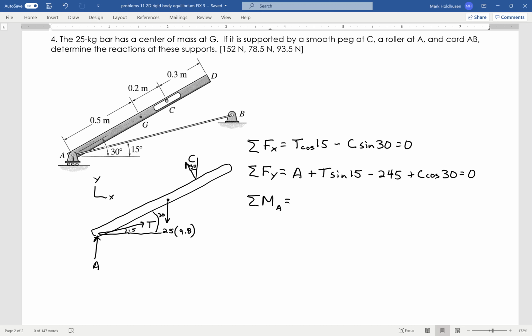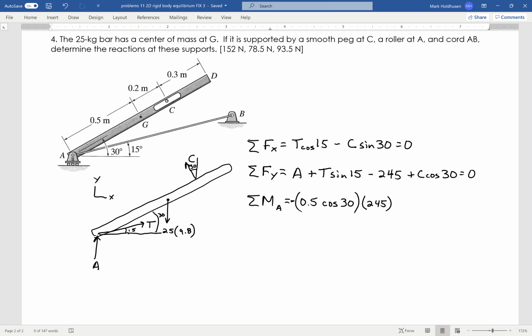So I need the horizontal distance. That horizontal distance will be 0.5 times the cosine of 30. That is the horizontal distance times that vertical force, which of course is 245. This creates a negative moment about point A, a clockwise moment, so I put the negative in there. I only have a vertical force, so I only worry about that.